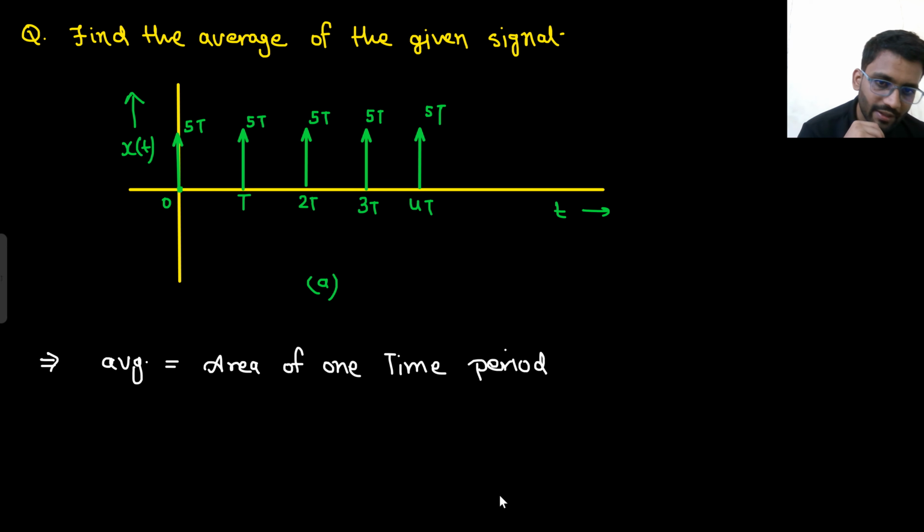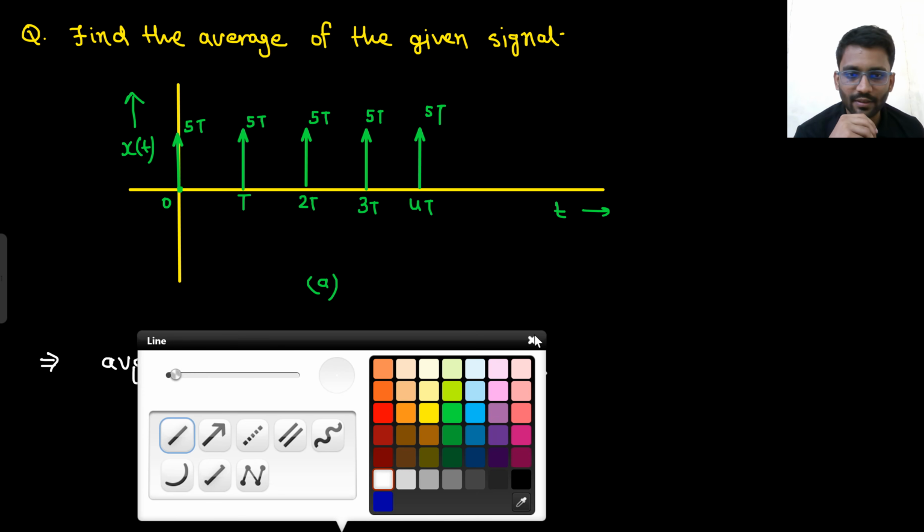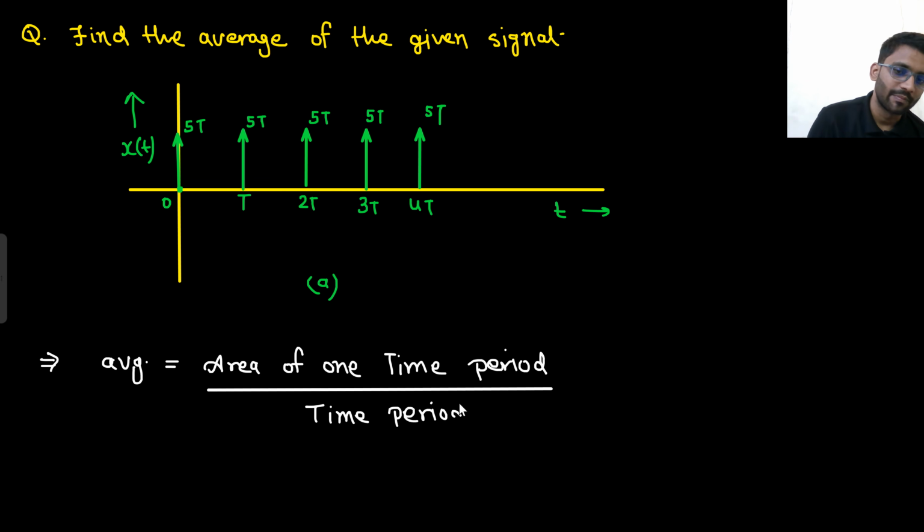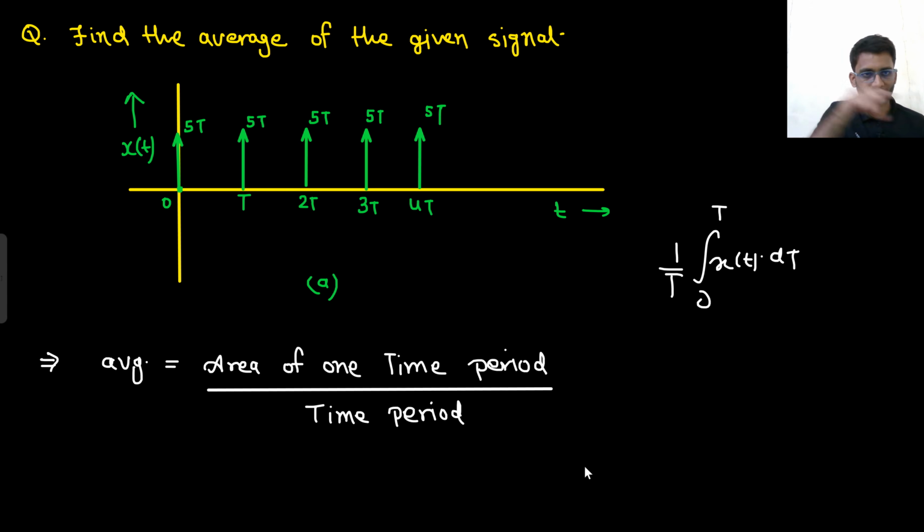Area of one time period divided by time period. That is the average for a periodic waveform, right? Area of one time period, that we write like this: integral of x(t) dt from 0 to T, divided by T. So area of one time period divided by the time period, right?